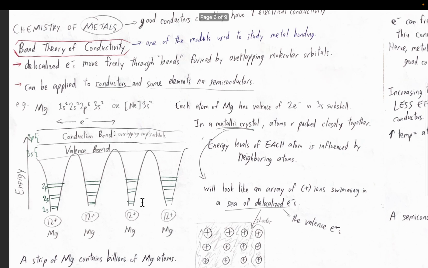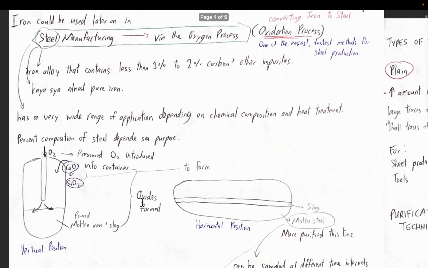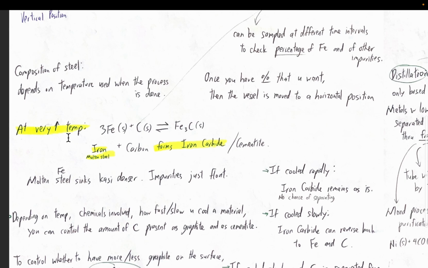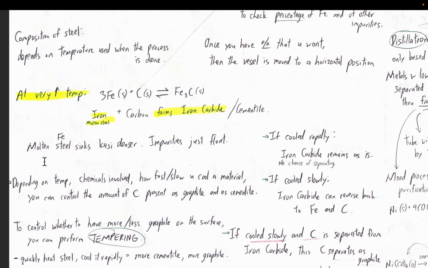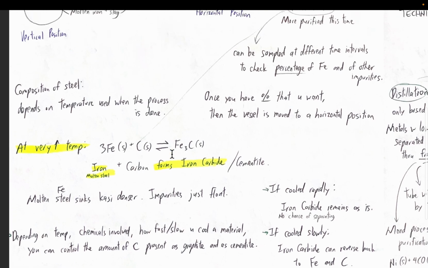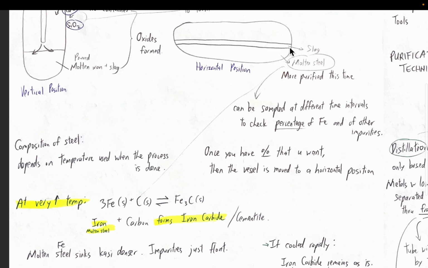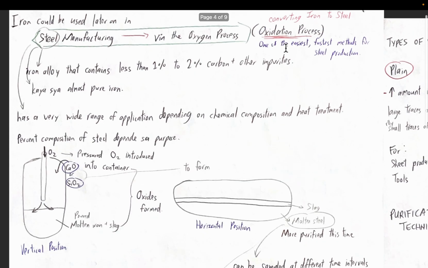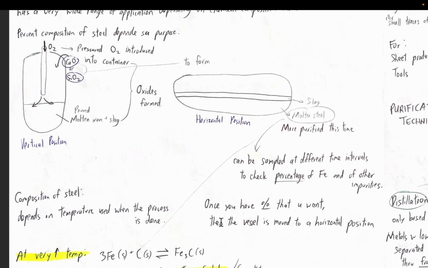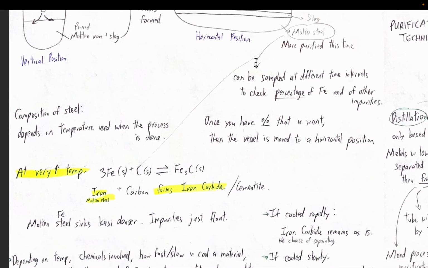At extremely high temperature, molten steel, or basically iron, when you combine it with carbon, you form iron carbide. In other words, you can call it cementite. And molten steel sinks because it's denser, so the impurities just float. Impurities which are found in the slag, I believe. Or at least you can think of it that way. Impurities are not dense, so they are found above the molten steel.